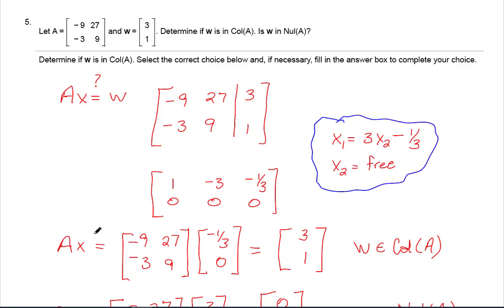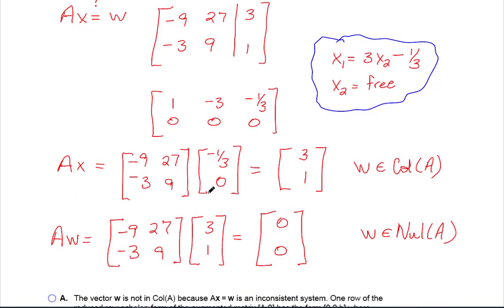And so what that says is if I let x2 be 0, the x that should work is this particular x, minus 1/3, 0. A multiplied by it, if you check, does give you 3, 1. So yes, W is in the column space of A because something does get mapped to it. Is W in the null space of A? I don't know. So take A, multiply it by W, and see if you get 0. And well, yes, we do actually get the 0 vector.